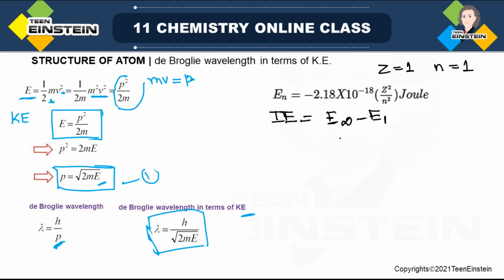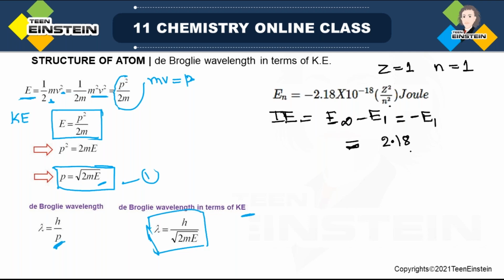Now we know that E infinity we consider as 0. And how, you can also simply put 1 in place of Z, and in place of n, if you put infinity, it is something divided by infinity, which will be 0. So E infinity is 0. That means ultimately ionization energy is equal to negative E1, or we can say it is 2.18 into 10 to the power minus 18, because negative negative will be cancelled.